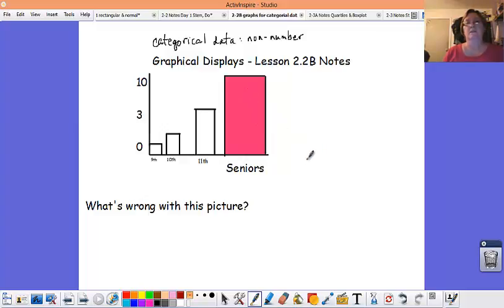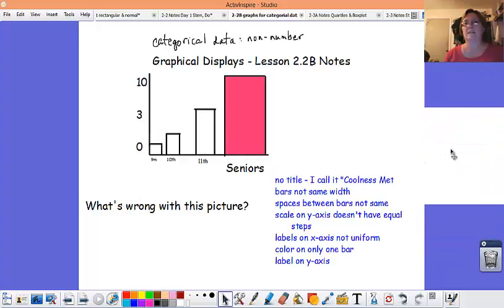Alright, so I hope by now you've noticed several things wrong with this picture, folks. It doesn't seem to be a very fair graph at all, I'd say. I want to show you some of the things that I've heard that are wrong with it over the years. All of these things have been brought up to me at one point or another. It doesn't have a title, so I've always called it the coolness meter.